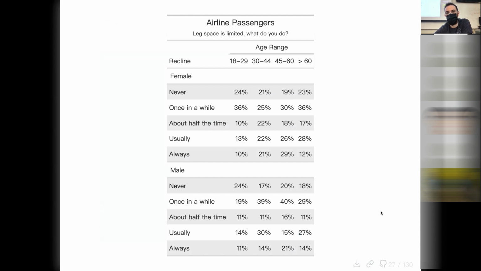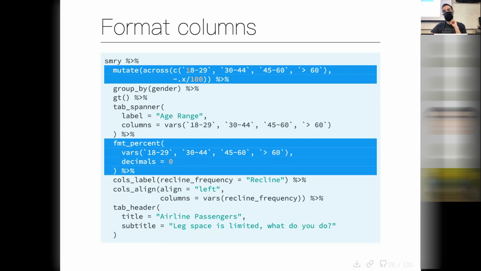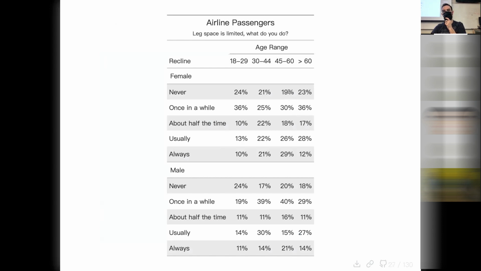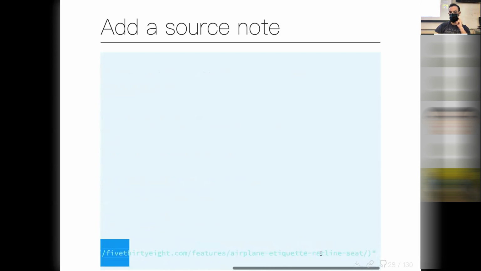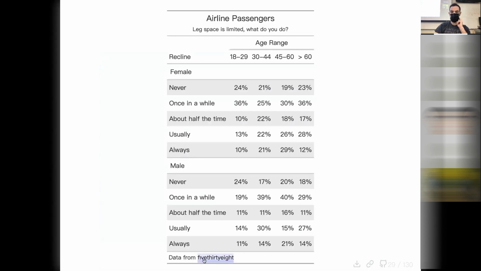Which I think is pretty nice, because what we have up here is actually a proportion, right? So these are like 0.19. And then when we pass them to fmt_percent, it just formats it as 19%. Okay. You can add a source note if you want. Notice there's this md function, which I think is pretty nice. So you can say data from 538 and put like markdown syntax in there. And it will end up rendering as a link like that.